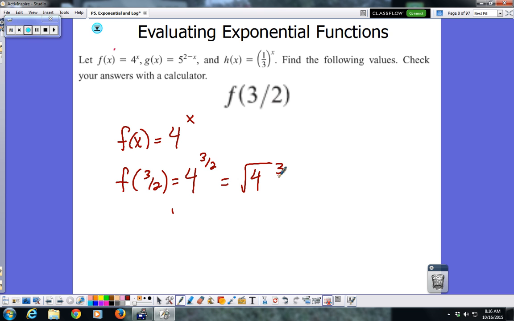If you do the exponent first, you're going to have to find 4 to the 3rd, which is 64, the square root of 64, which is 8. And we know that wasn't too bad, but I'd much rather do the square root of 4 is 2. 2 to the third power is 8. You can do it in either order.